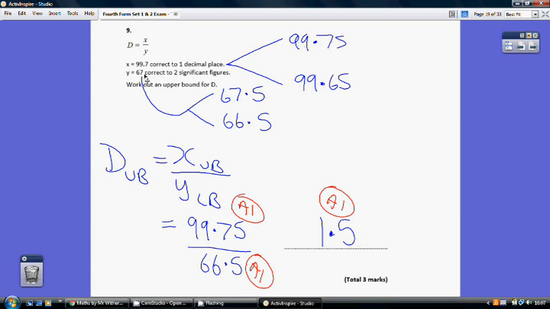Same with y. Our lower bound is going to be 66.5. So we've gone down 0.5. We go up 0.5 for upper bound, 67.5. So we wanted the upper bound for x. So the bigger x, that's 99.75, divided by the lower bound for y, the smaller one for y, the 66.5. Popping that into a calculator, we get exactly 1.5.